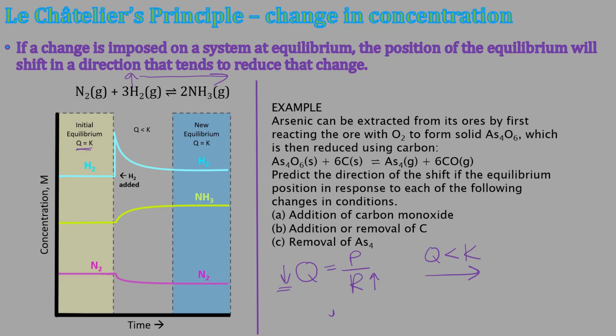Now let's look at this example over here. It says arsenic can be extracted from its ores by first reacting the ore with O2 to form solid As4O6, which can then be reduced using carbon. So here's our reaction, and it says predict the direction of the shift of the equilibrium position in response to each of the following changes. So if we add carbon monoxide, then this is going to go up. And so that would make Q bigger than K, and so the reaction is going to shift back. So it'll shift towards reactants.